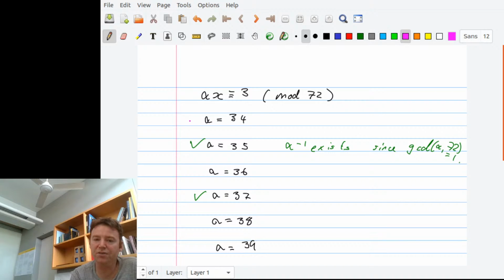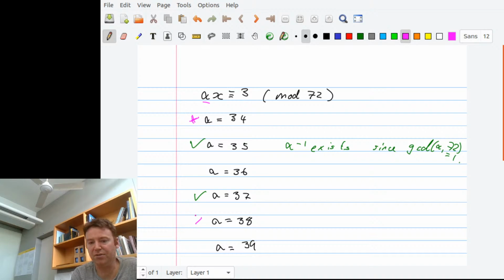This one is not going to be fine. 34 is not going to be fine at all. Well, think about it. This alpha x will be a multiple of 2. This thing is a multiple of 2. You'll never get multiples of 2 adding up to 3. So the fact that alpha and 72 share a common factor that's not shared with 3 means that that's not going to fly.